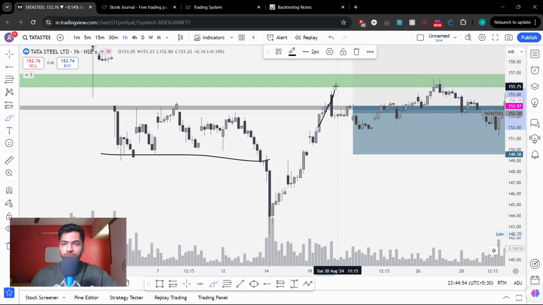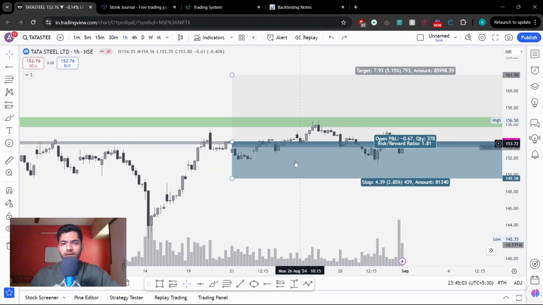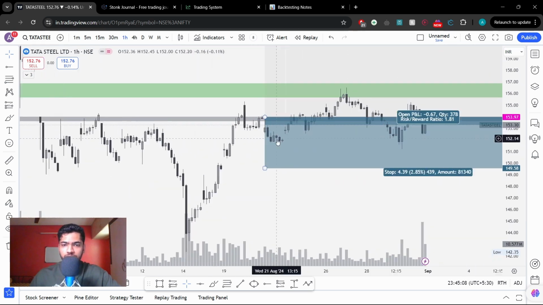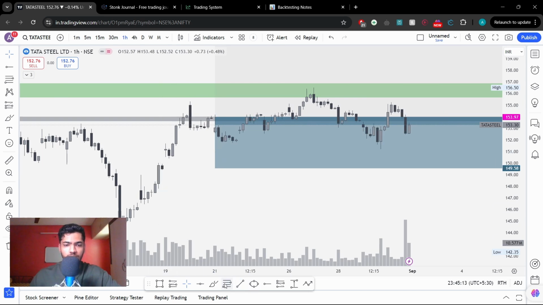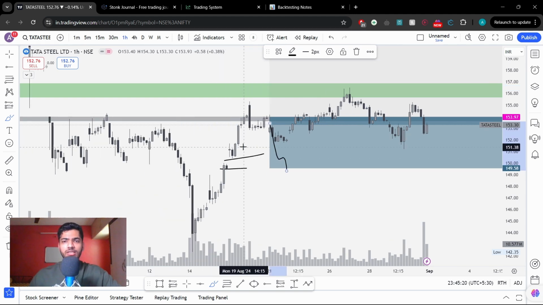So it gave a move right here, but I wasn't sure about my entry because it opened gap up and it fell in the first hour, so that is why I wasn't comfortable with the entry. But I entered on the very next day, and after I entered, it took some time, went down, and this was my SL, because this was the gap which was created, and if this moved down, my logic for the trade would have been nullified. That is why this was my entry. This was my stop loss.